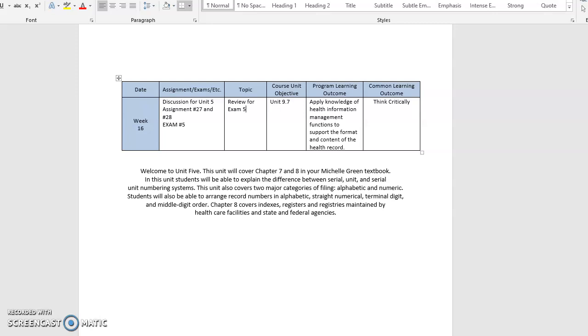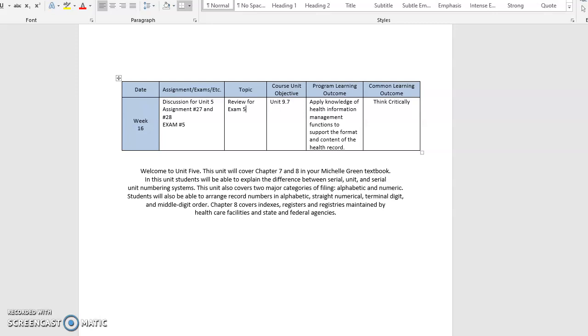You will have assignment 27 and 28, which are going to be EHR Go assignments. The exam 5, which we will have, and make sure you review for that. So make sure you look at the past PowerPoints for those exams. And then our program learning outcome, common learning outcomes stay the same.